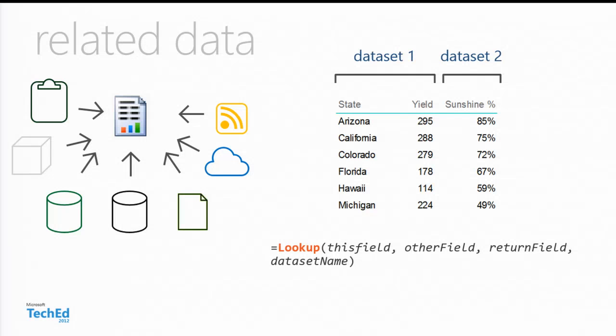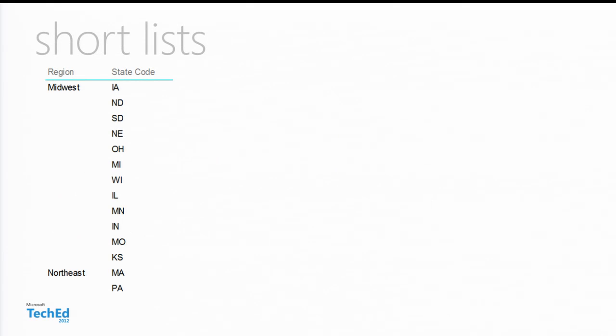The way you can do that is with the lookup function. And the way that works is I take the field from the source data set, which is state. I give it the field in the target data set to match with, which is also state. And then I tell it the field that I want to return from the other data set and the name of the other data set. Okay? So, quick demo of that.